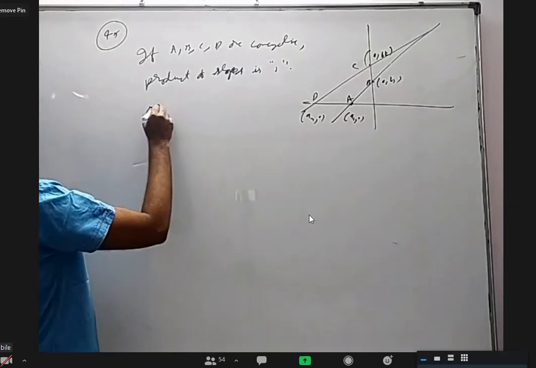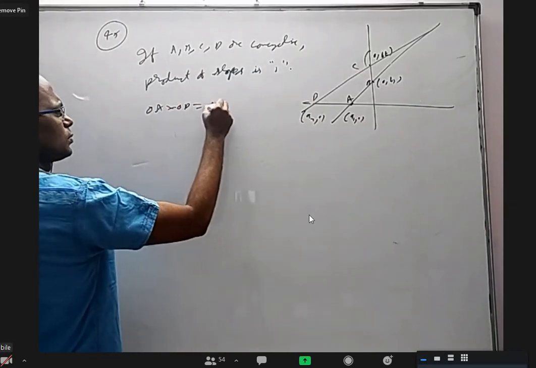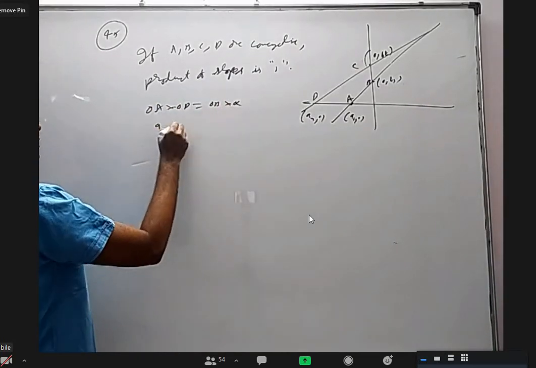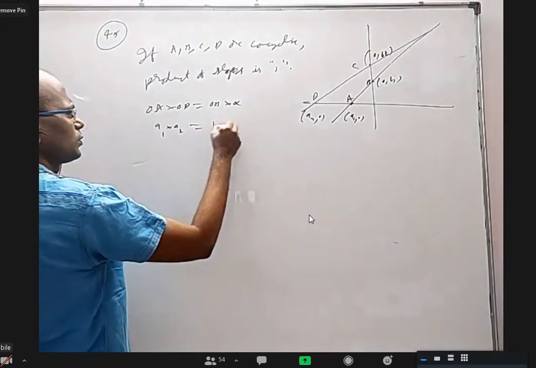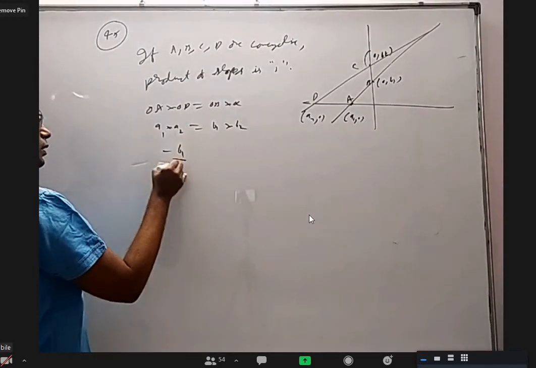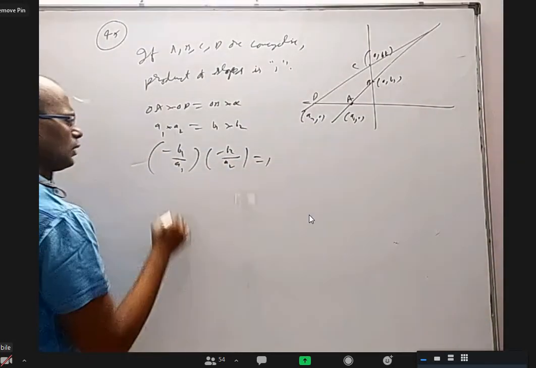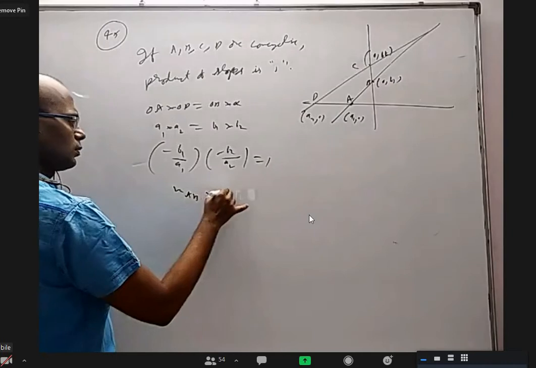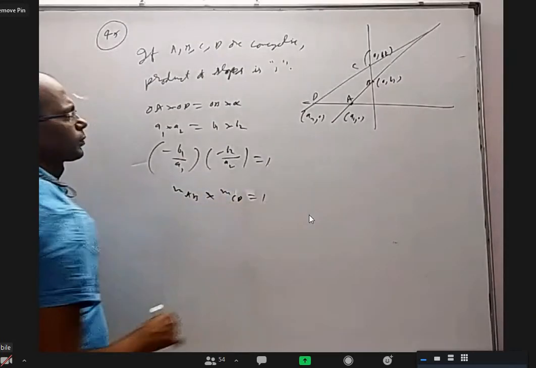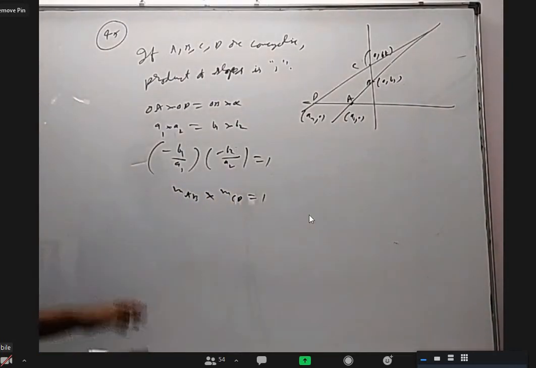How? OA into OD is equal to OB into OC. That is a1 into a2 equal to b1 into b2, divide: minus b1 by a1 into minus b2 by a2 equal to 1. That is slope of AB into slope of CD equal to 1. Okay. So already discussed that.